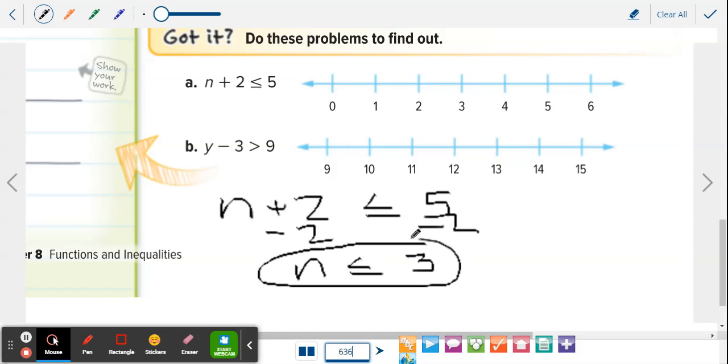Okay, so now we go to our graph. Okay, circle or dot? It is a dot because it can equal 3. Okay, so 3 is included. Now do we go left or right? To the left.